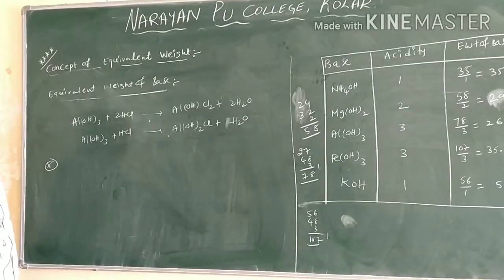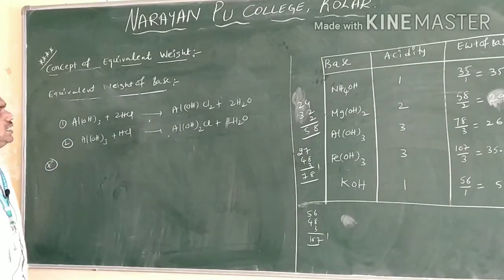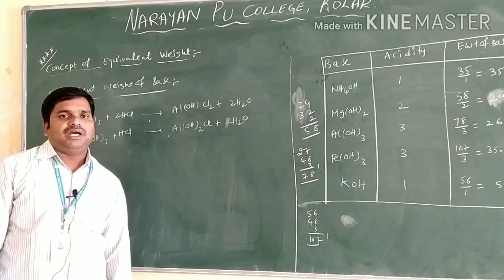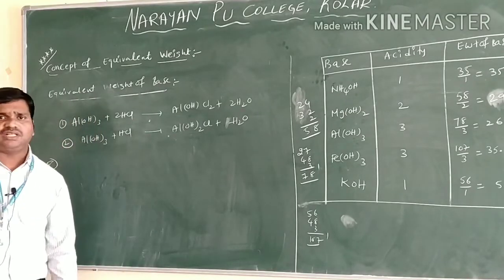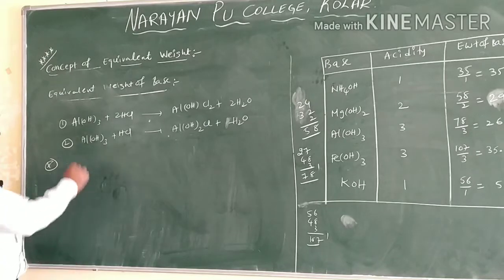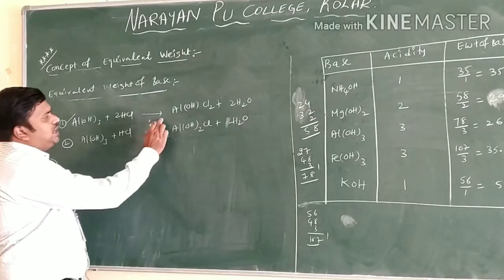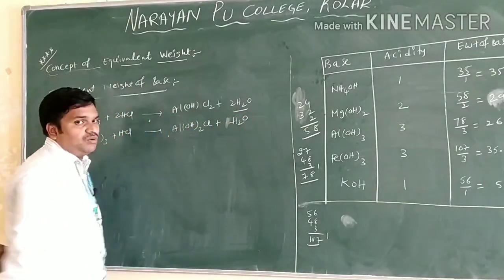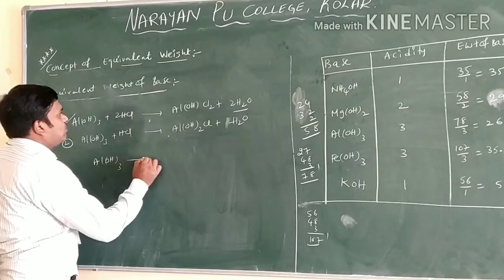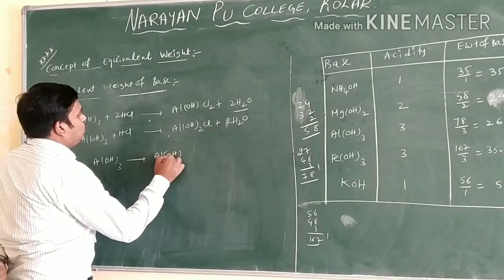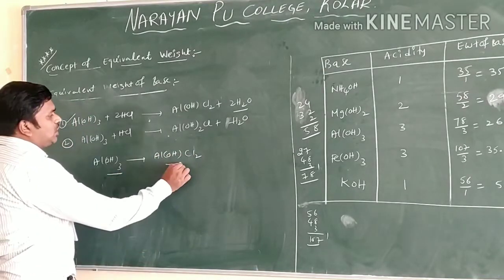So in these examples, you see I wrote equation 1 and equation 2. You have to identify the equivalent weight of the aluminum in this reaction only, or you can take the equivalent weight of aluminum hydroxide also. Here, in the first equation we have Al(OH)3 plus 2HCl gives rise to Al(OH)Cl2 plus 2H2O only. Clear? Al(OH)3 is converted into Al(OH)Cl2.